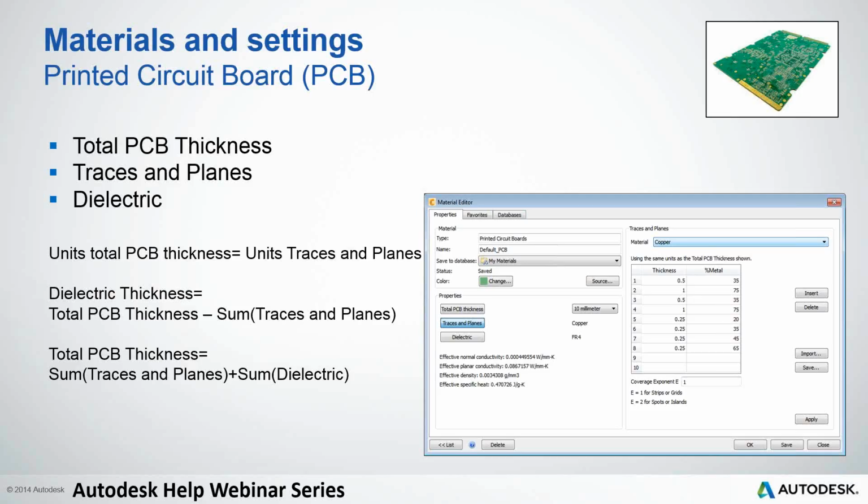And basically, there's 3 total parameters that you're going to edit in order to get your PCB physical properties correct. You have your total PCB thickness, which is just what it sounds like, and then you have traces and planes to fill out, and then define a dielectric material. Basically, how this works is your total PCB thickness is your biggest number in terms of height.